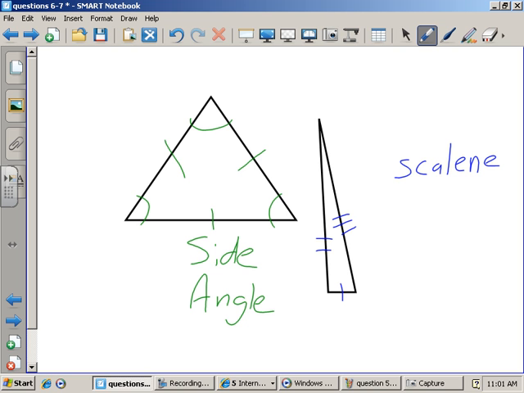That means we have to look for the angle measure now on the inside. Well, I don't see anything bigger than 90 degrees, but this is 90 degrees, so that means this triangle is a right triangle. So that's what we're working on today, classifying triangles based on their angles and based on their sides. Good luck with your homework, and I'll see you tomorrow.